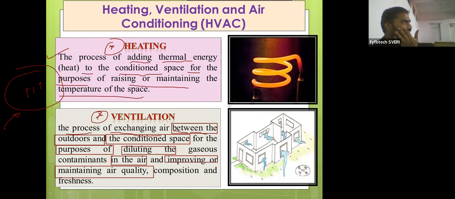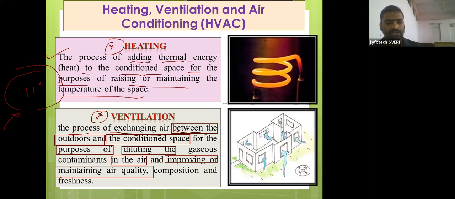See, whenever you construct a building, the most preference is always given to ventilation. Why ventilation? Because the inside air should go outside and outside fresh air should come inside. That process is called ventilation.